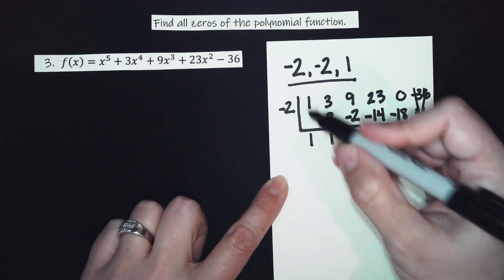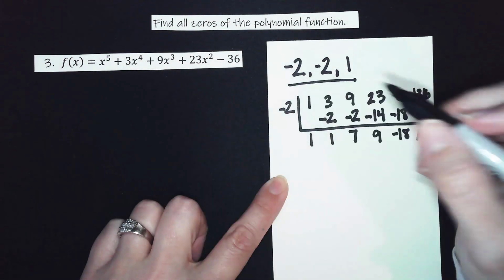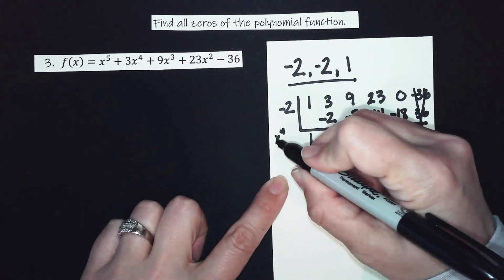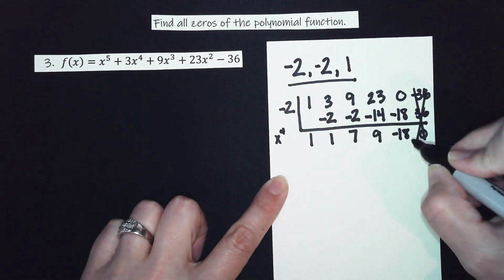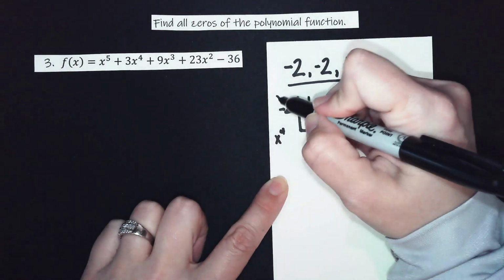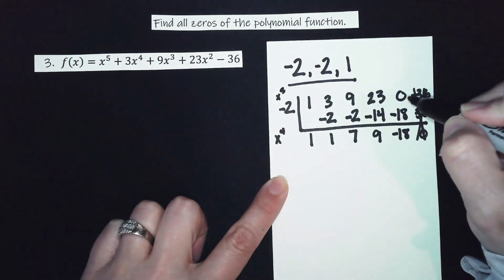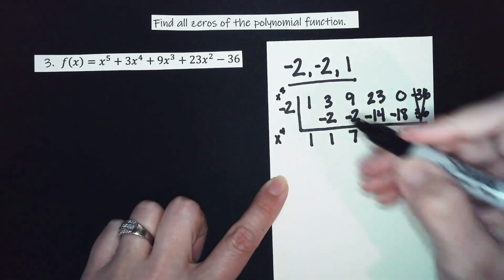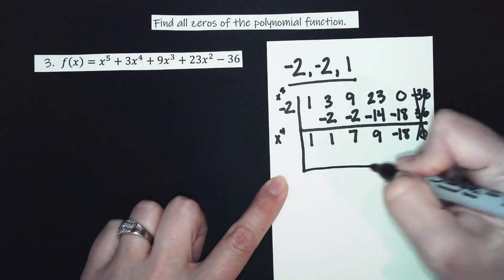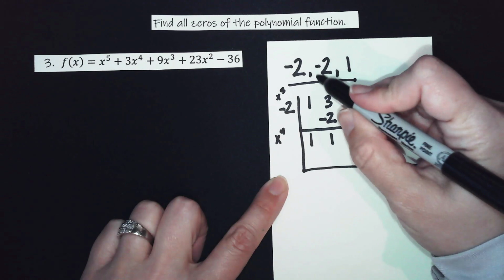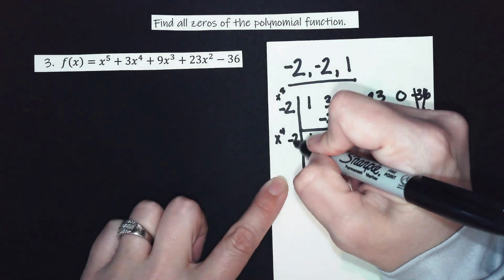But now I have, where I started with x to the 5th, this now gives me x to the 4th as my first term. And I'm just kind of marking it over there because I'm going to use these numbers and divide again. So this was when I had x to the 5th. These were the coefficients. X to the 4th is the degree of these coefficients, the highest coefficient there. And now I'm going to divide again, but I'm going to take out the other -2.